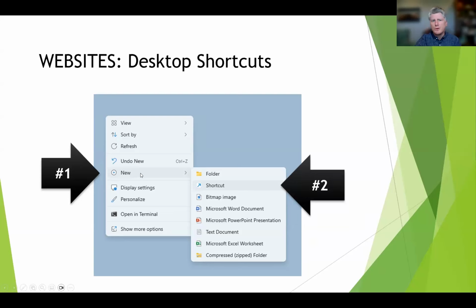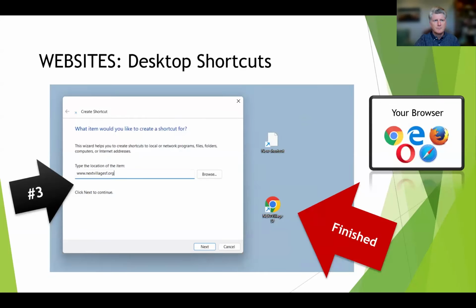And then you want to move your cursor over to the right side, and all of these options, these 8 options, drop down: folder, shortcut, bitmap, image, etc. And then you see shortcut, and you click on number 2. Next, the modal pops up on your left for you to create a shortcut, and it asks you to type in the website. And so I've typed in www.nextvillagesf.org.